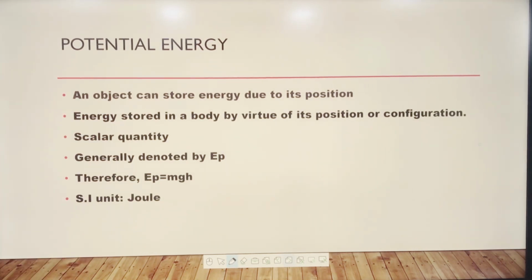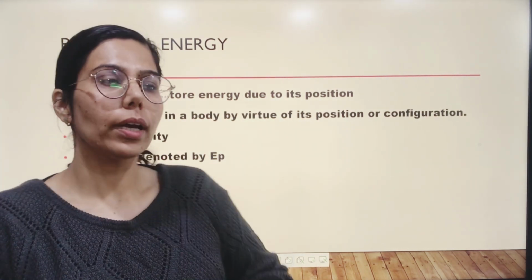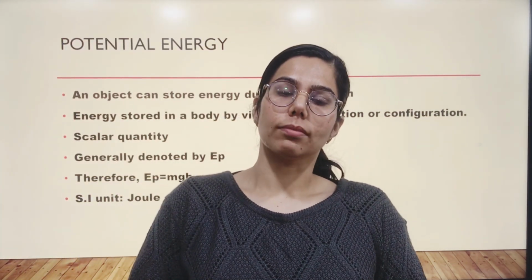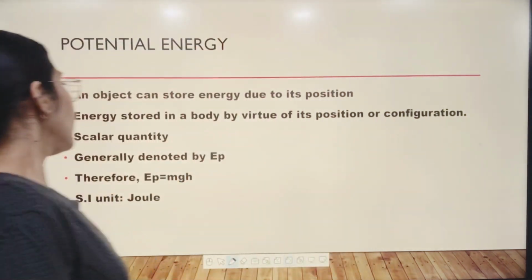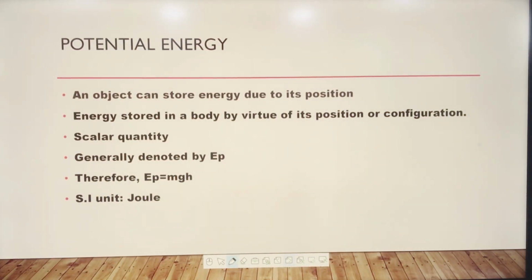What is potential energy? An object can store energy due to its position. When any kind of object stores energy because of its position, the energy that it stores is the potential energy. In other words, energy stored in a body by virtue of its position or configuration is potential energy. We will do some examples to learn it more.